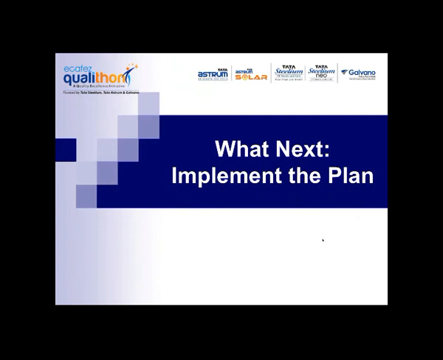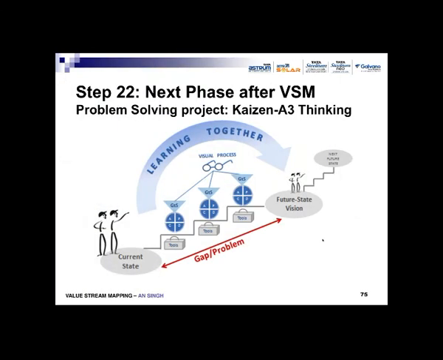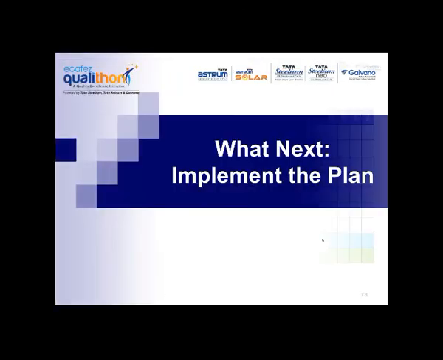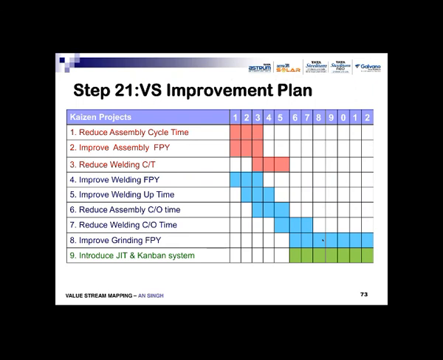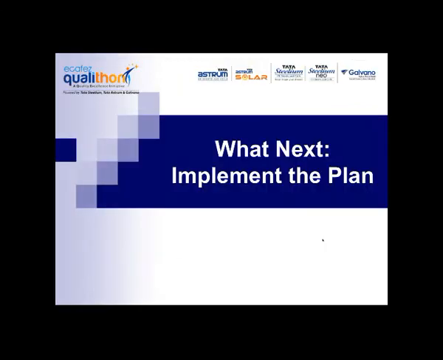So what is next is to implement the plan. How to implement the plan? The next phase of the value stream activities. We have identified these 9 projects. All projects are to solve problems related to quality, productivity, equipment availability, process velocity, and inventory. All these 9 problems need to be solved.